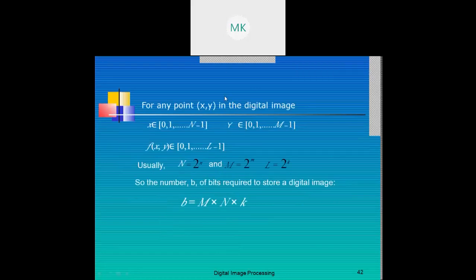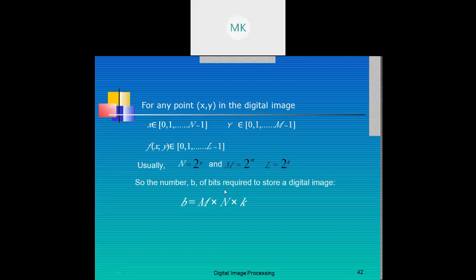So for any point x comma y in the digital image, x belongs to 0 to n minus 1 and y belongs to 0 to m minus 1. So f of x comma y belongs to 0, 1 up to l minus 1, and B, which is please mute yourself. Please mute yourself, students.